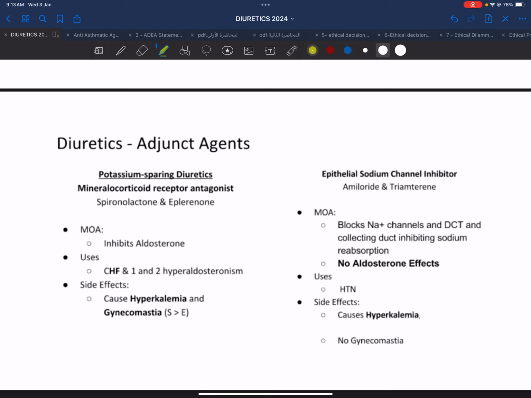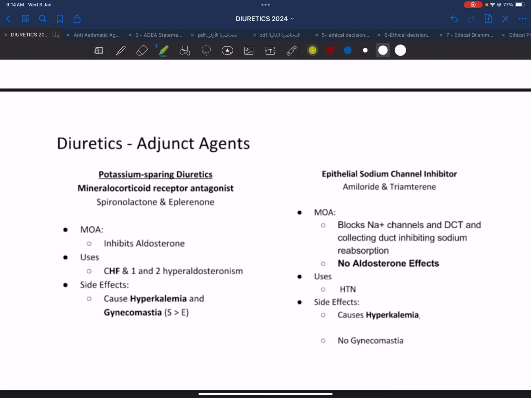Okay, so where do we use it? We use it for HTN. What is HTN? Hypertension. Again, you can write in brackets adjunct. We will use it in combination with other antihypertensive drugs, with other diuretics. Alone, it is not used because it is not sufficient to cause that much antihypertensive effect.